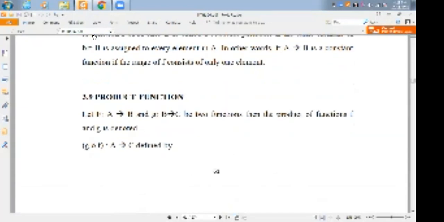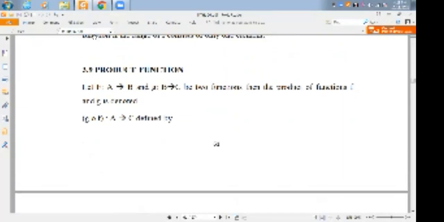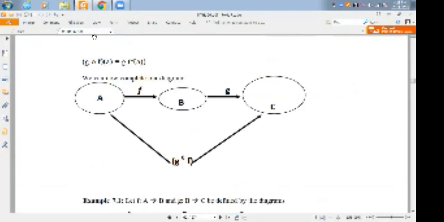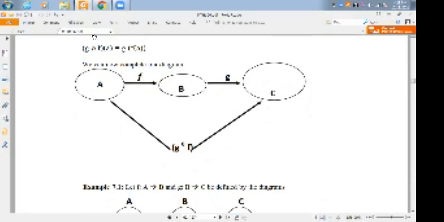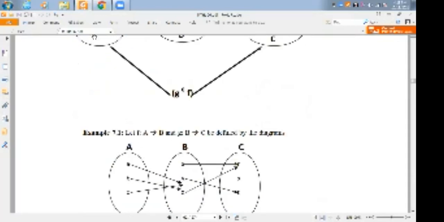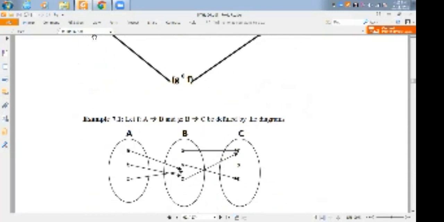Going to page 51 of your course material, you see examples and you see a beautiful illustration in diagram form. You can see a set A mapped to set B and a set B being mapped to set C. So that can simply be referred to as F. That is, A is now mapped to C. That's what we call a composite function or a product function.